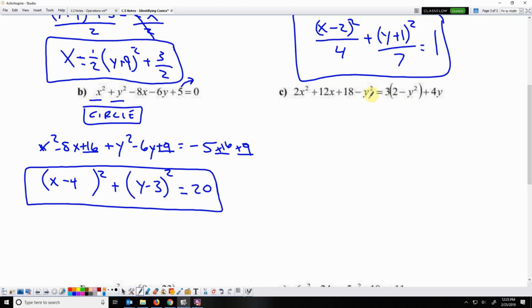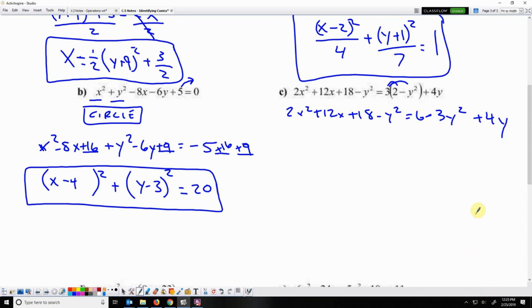This next one, I'm going to have to do some simplifying before I can decide what it is. So I've got 2x squared plus 12x plus 18 minus y squared. And then over here, I've got 6 minus 3y squared plus 4y.